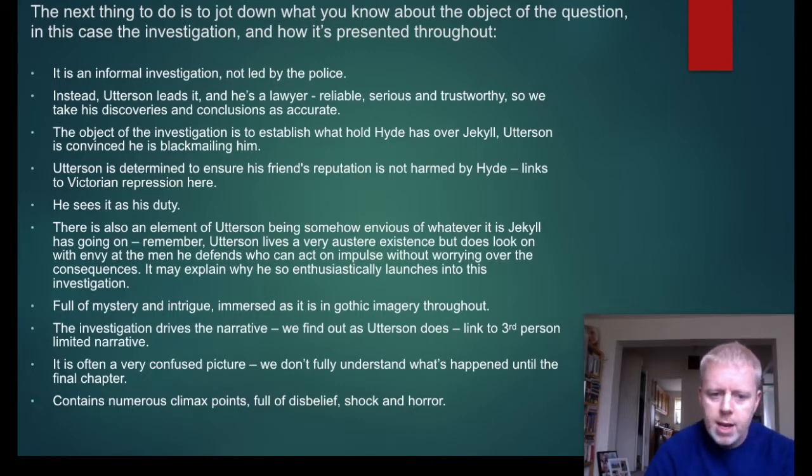There is also an element of Utterson being somehow envious of whatever it is Jekyll has going on. Remember, Utterson lives a very austere existence, but does look on with envy at the men he defends who can act on impulse without worrying over the consequences. It may explain why he so enthusiastically launches into this investigation.